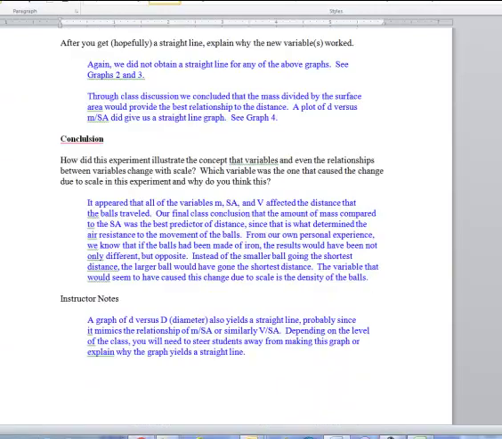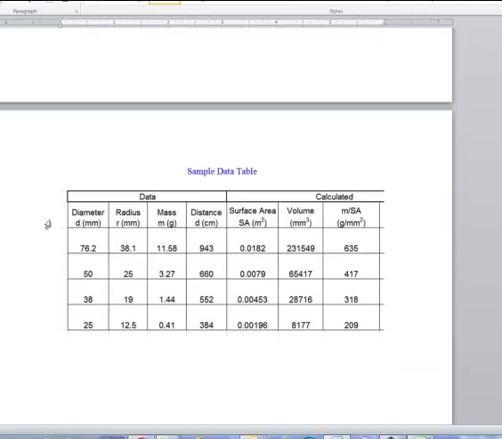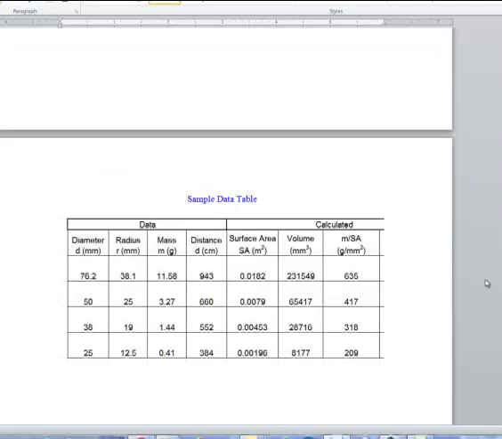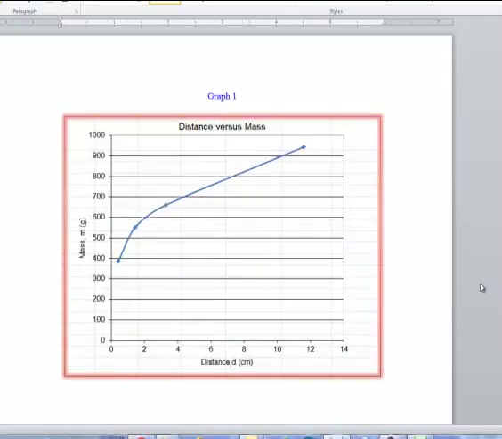So you can see there's a bunch of descriptions on how to run the lab. They take some data, and we ask for the diameter, the mass, the distance that the ball goes, the surface area, the volume, and then the mass over the surface area. And they're asked to come up with a hypothesis, again, of what's going to happen. And most students think that the greater the mass, the shorter the distance that the ball will go.